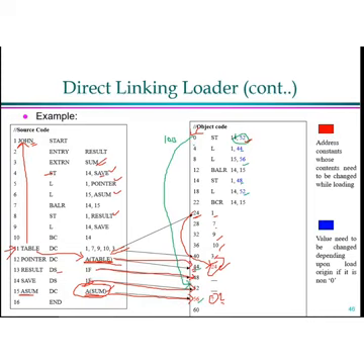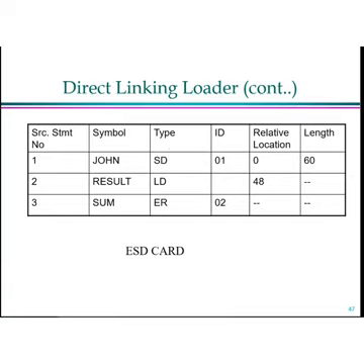So if you remember the ESD card, it is an external symbol dictionary. If you remember what we have added, all the symbols coming with the entry keyword, all the symbols coming with the external keyword, and the segment name. So entries of these three symbols will be done on your ESD card: John, result and sum. These three entries will be made on the ESD card.